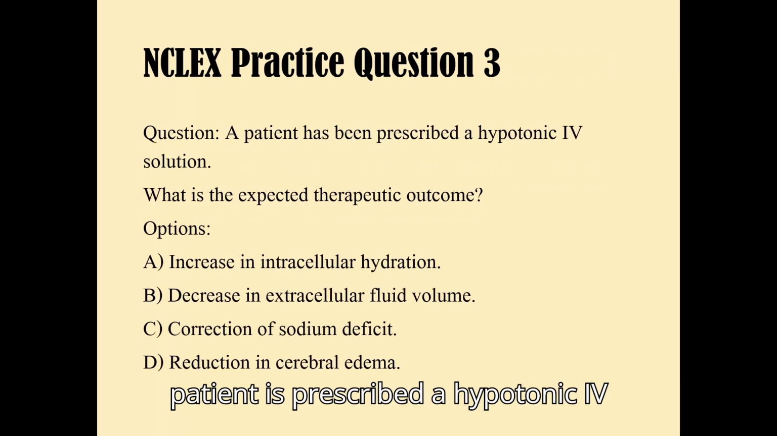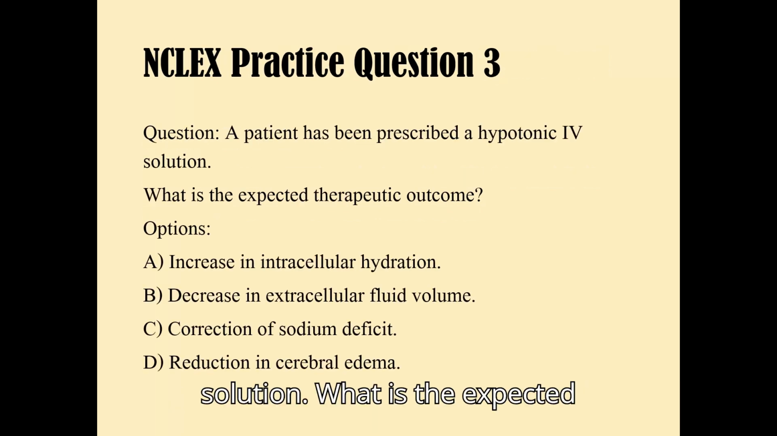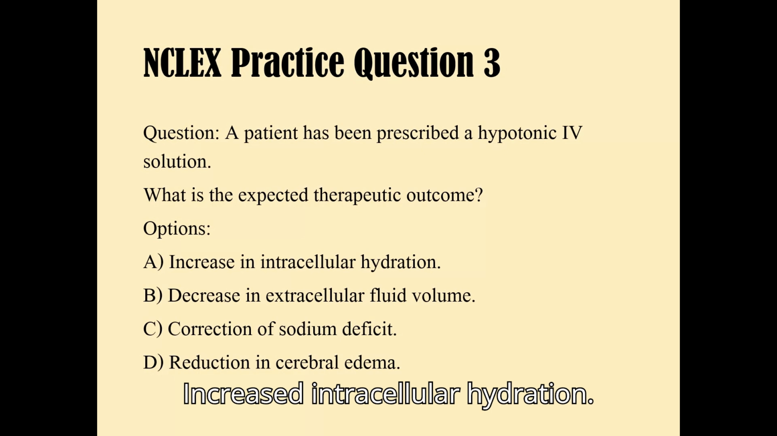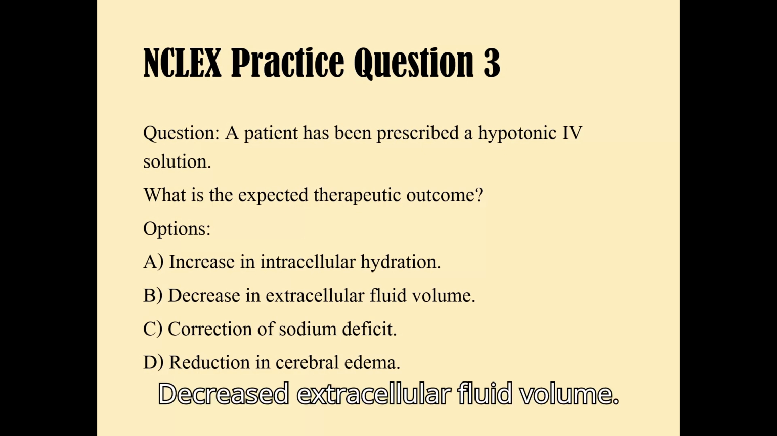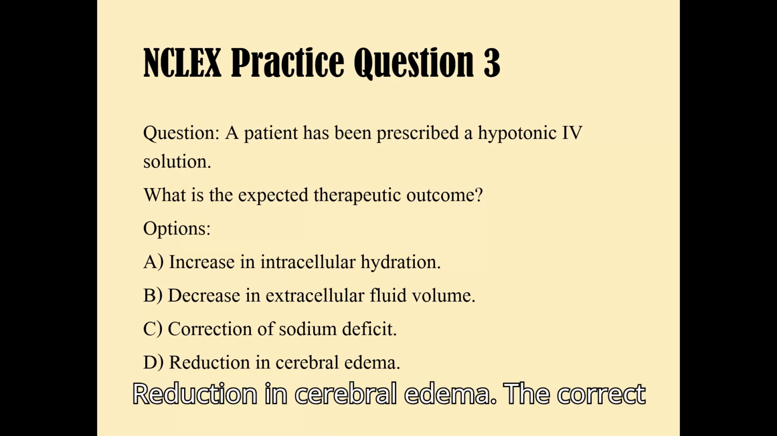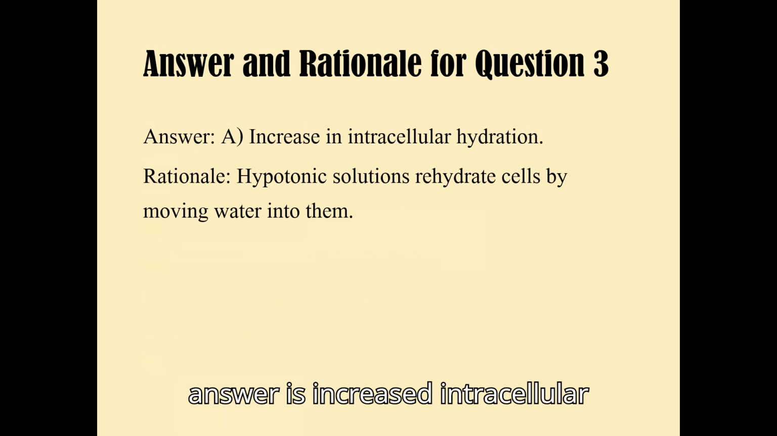Question: A patient is prescribed a hypotonic IV solution. What is the expected therapeutic outcome? Options: A. Increased intracellular hydration. B. Decreased extracellular fluid volume. C. Correction of hyperkalemia. D. Reduction in cerebral edema. The correct answer is A.